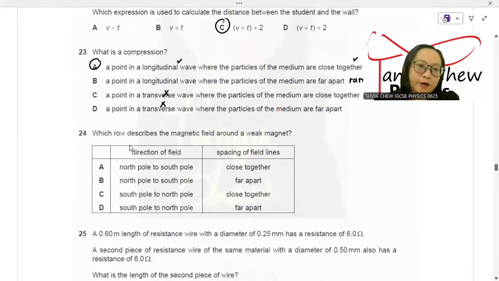Now, 24, which diagram describes the magnetic field around a weak magnet? For a weak magnet, the spacing of the field lines must be far apart. And the magnetic field travels from North Pole to South Pole. B is the answer.